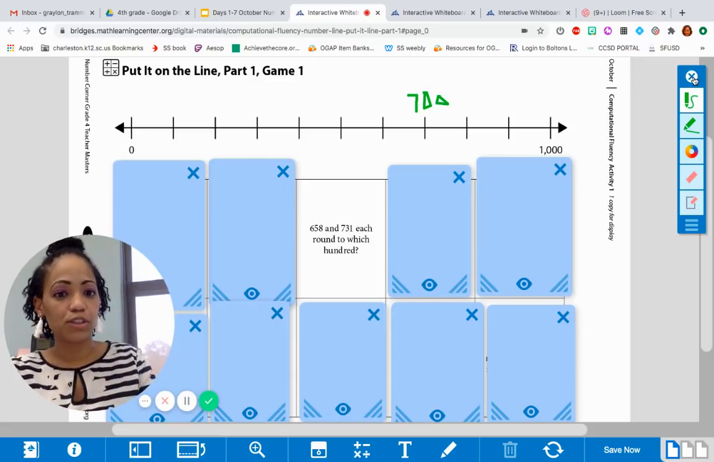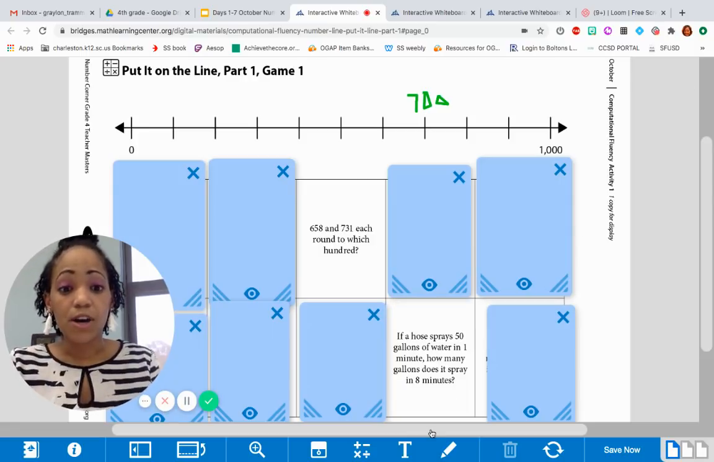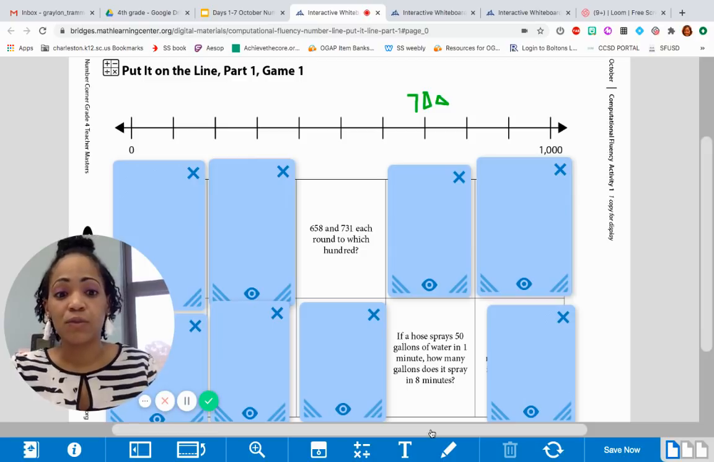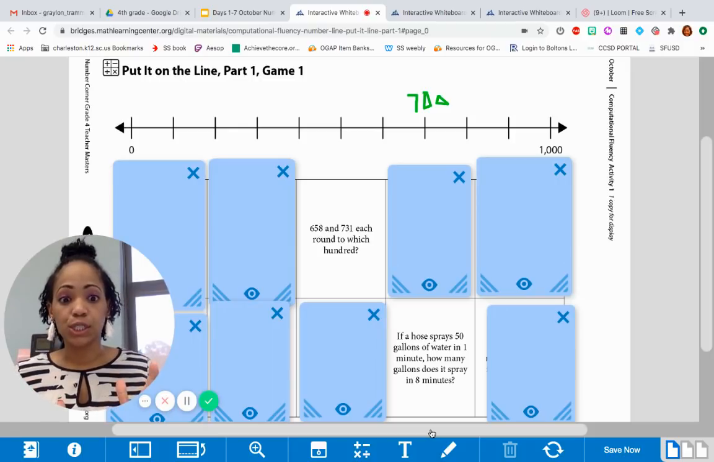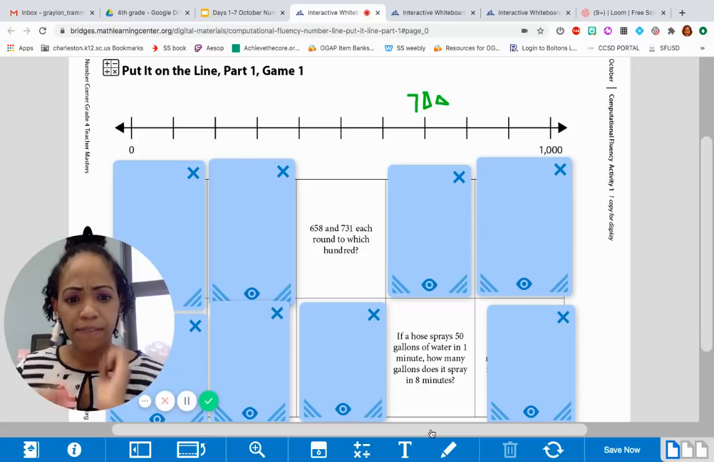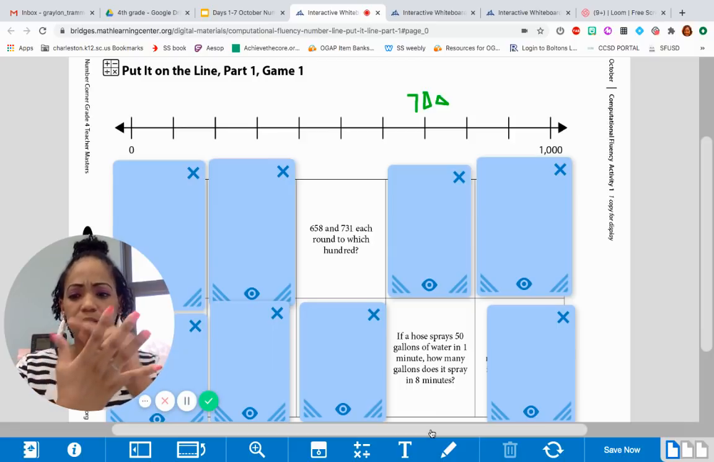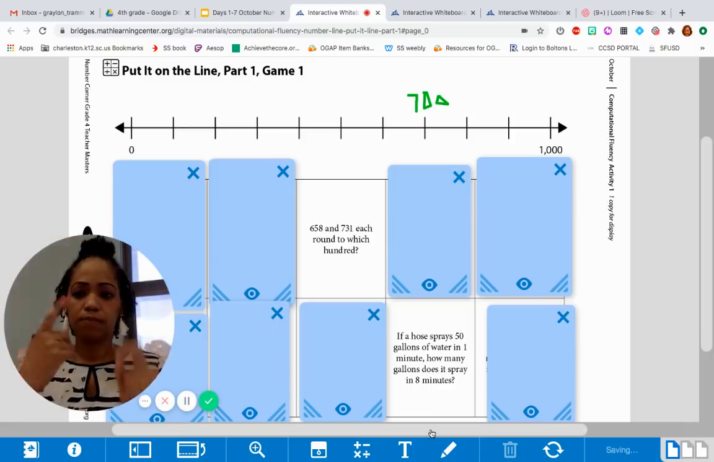Okay, Miss Tramel's turn. I'm going to choose here. If a hose sprays 50 gallons of water in 1 minute, how many gallons does it spray in 8 minutes? Yikers. What type of problem is that? It sprays 50 gallons in 1 minute. So how many in 8 minutes? That's 50, 50, 50, 50, 50, 50, 50, 50.